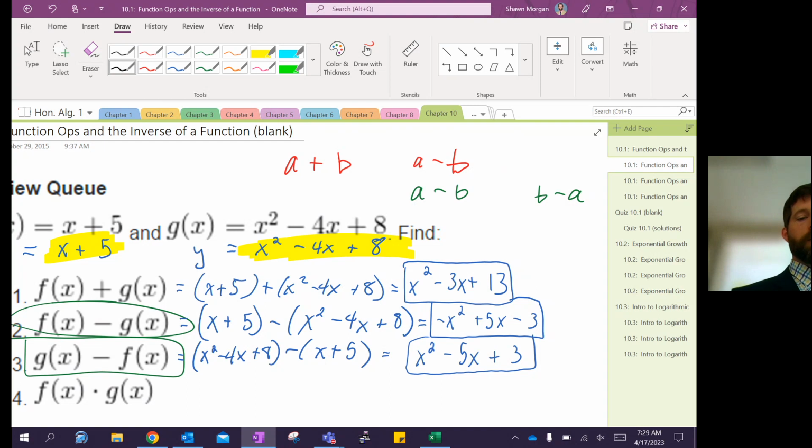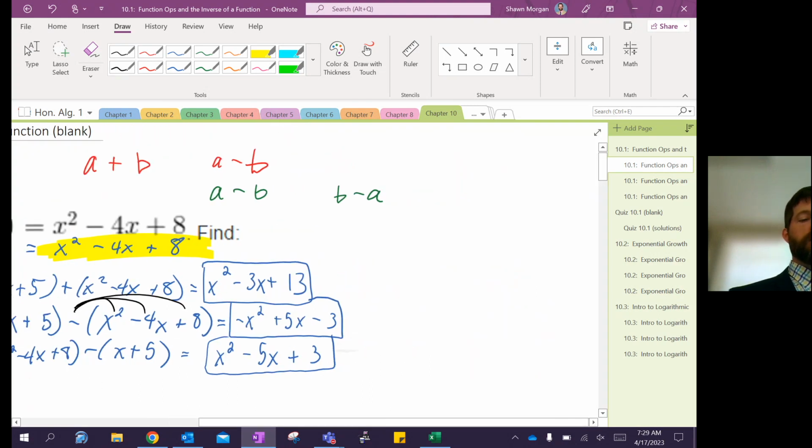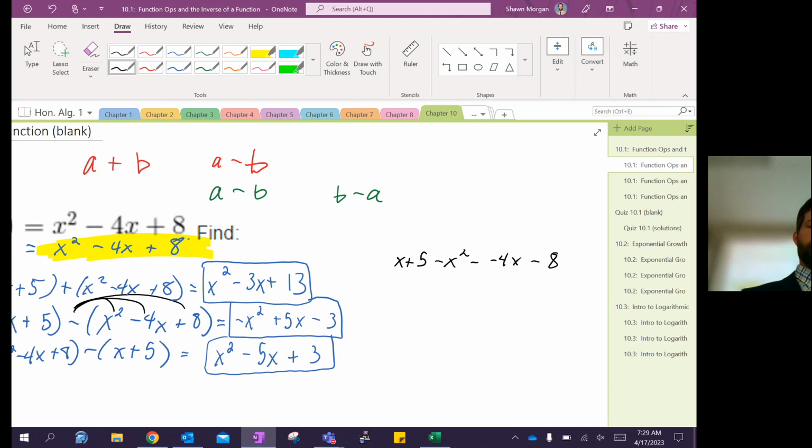All right, so this minus sign being distributed, it is as though we are saying x plus 5 minus x squared minus negative 4x minus 8. And then we would simplify that out and kind of shuffle some things around. For example, the only quadratic term we had was negative x squared. So he's done. And then I've got a couple of linear terms. I've got a plus x and a plus 4x. So that made for plus 5x.